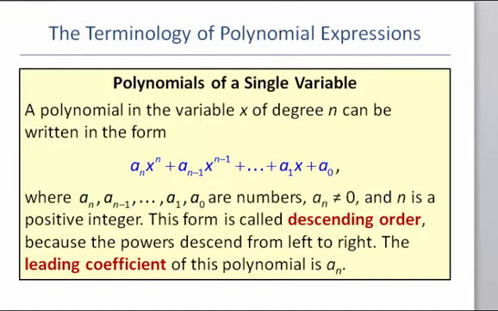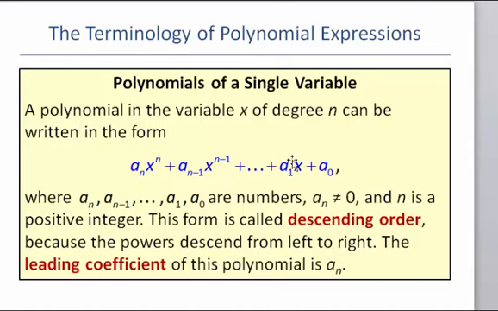It says a polynomial in the variable x of degree n can be written in the form, and all of these a's are going to be numbers. So a sub n minus 1, a sub 1, a sub 0, those are all going to be numbers. And the n's will be positive integers. Those are your exponents. So we have a sub n times x to the n plus a sub n minus 1 times x to the n minus 1 plus, and there's some terms in between here. Our next to last term will be a sub 1 times x plus a sub 0.